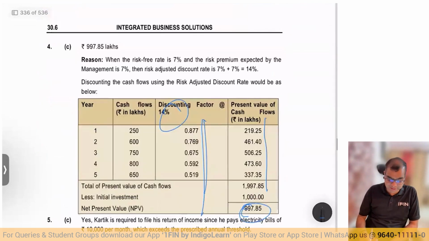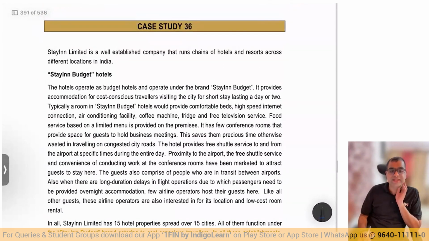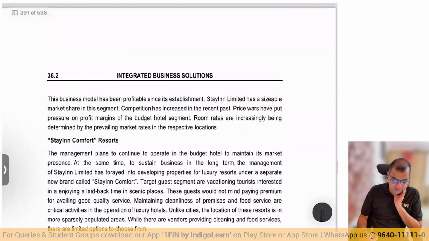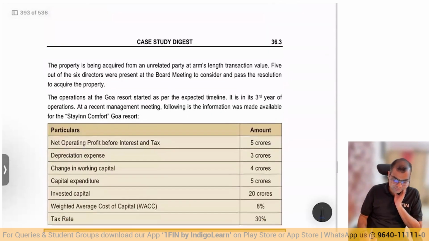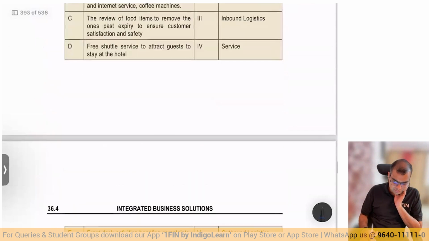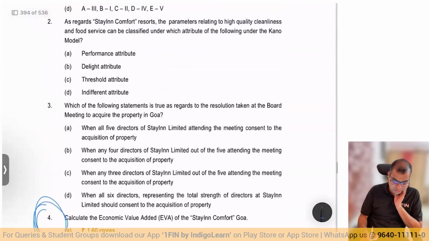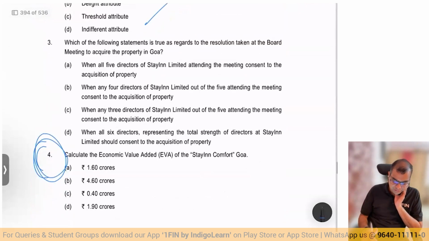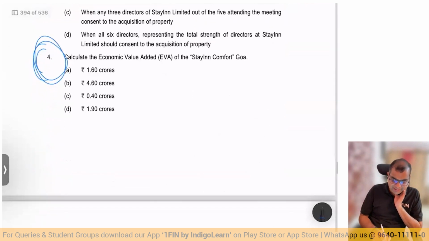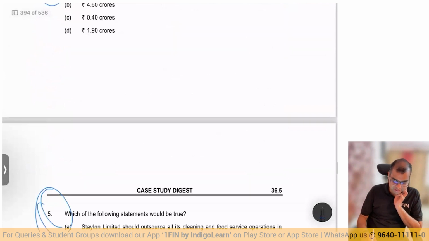Next is case number 36. Again, here also we will not look at the whole thing. We will directly come to the question. First one, Porter. This is again SM. Stay in comfort, hike. These are SCMPE. Board meeting, again, law. Calculate EVA. What is here? Again, you have to do the whole thing of EVA. Let us see what else questions are there.